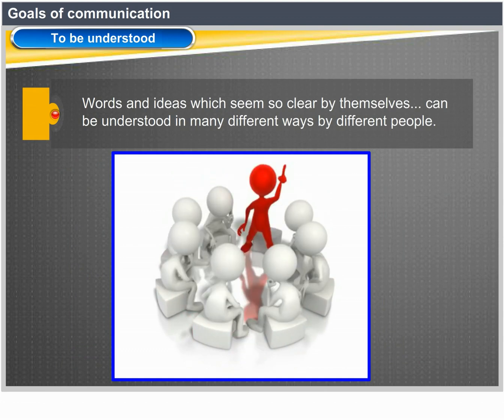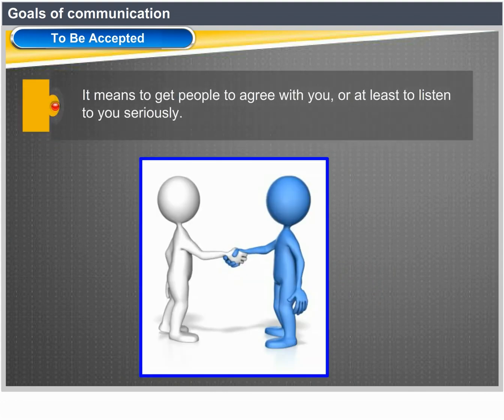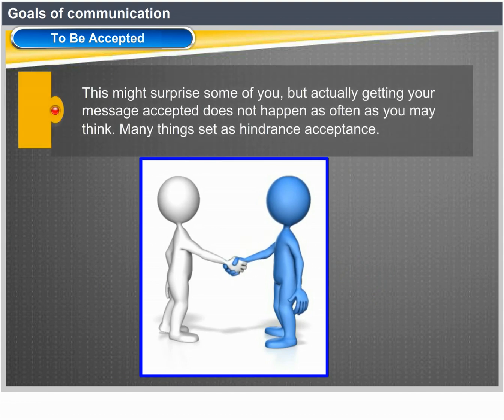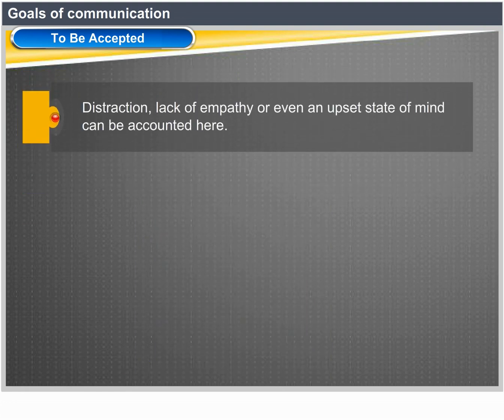To be accepted. It means to get people to agree with you or at least to listen to you seriously. This might surprise some of you, but actually getting your message accepted does not happen as often as you might think. Many things block acceptance. These things may include distrust, lack of empathy, or even an upset state of mind.